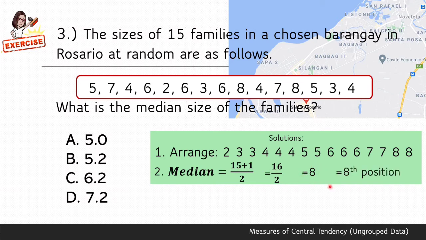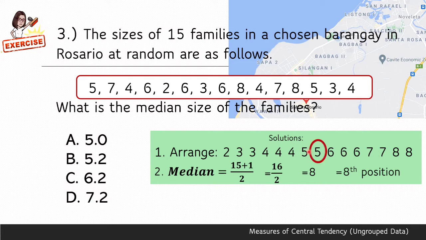8 is the position. The number on the 8th position is the center. Since this is a 15, an odd number of scores, the center is on the 8th position. Let's count. 1, 2, 3, 4, 5, 6, 7, 8. The number in the 8th position is 5. Let's check. If we count from the highest number, 1, 2, 3, 4, 5, 6, 7, and 8.